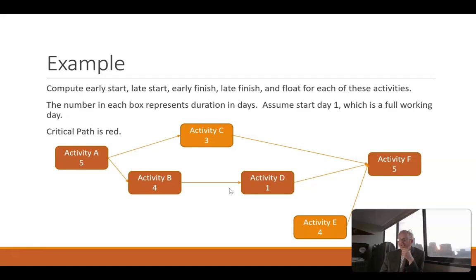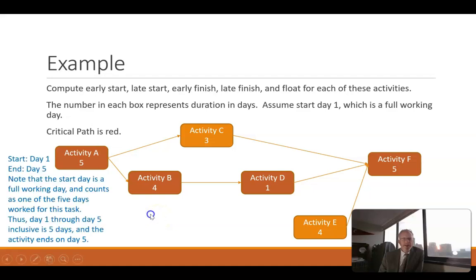First of all, activity A, since this is critical path, there is no early start or late start. It simply is going to start on day 1 and end on day 5, with the note that I made earlier that we consider day 1 to be a full working day. We start in the morning, the beginning of the day, and then we end at the end of day 5. So that pretty much makes sense for a critical path activity. And then given the critical path, we can add that the project will finish on day 15.